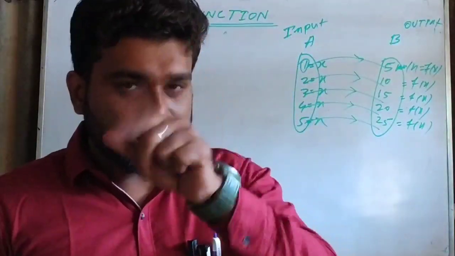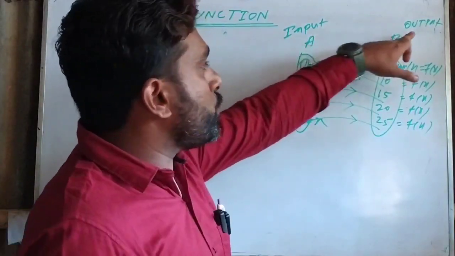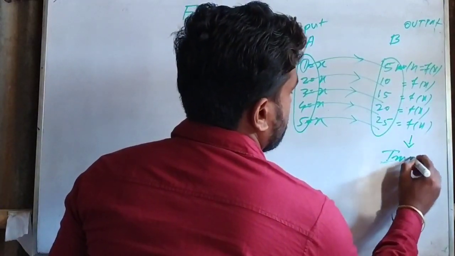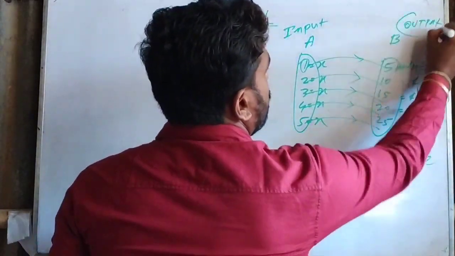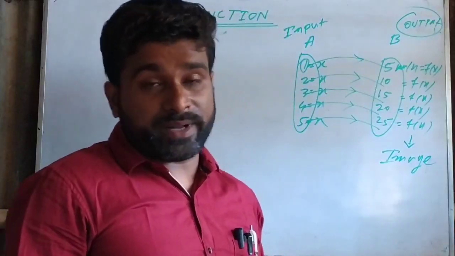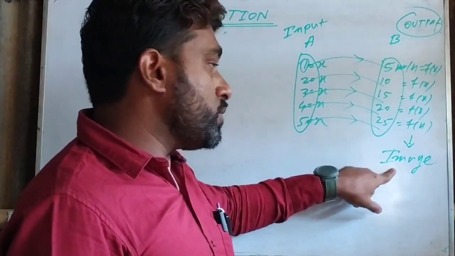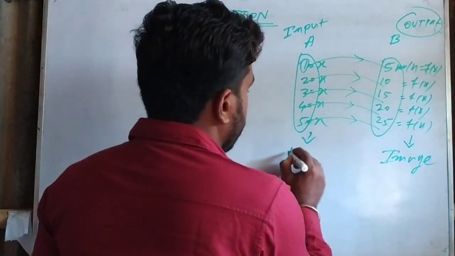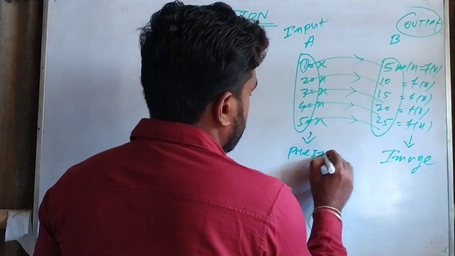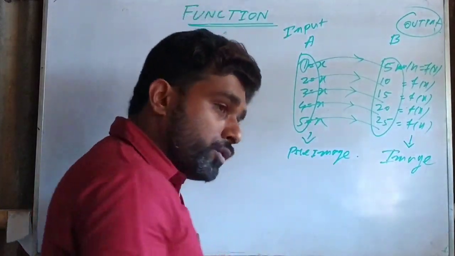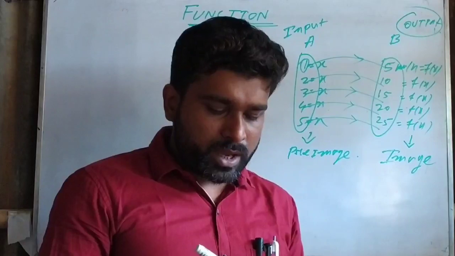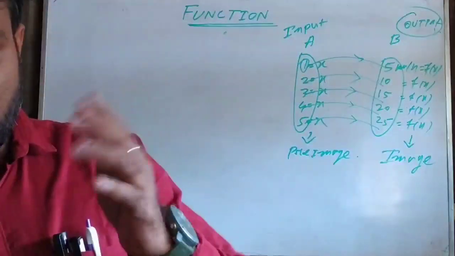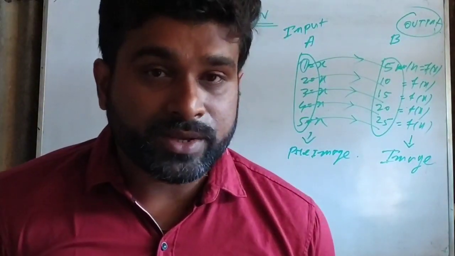So mathematically in the function chapter, this output is called image. Remember this thing. This word output cannot be used in mathematics as well. So in mathematics you have to use the word image. Okay, and this is pre-image. So as you all know, this pre-image and image. Okay, so as you all know, I think you know these words, domain and range.